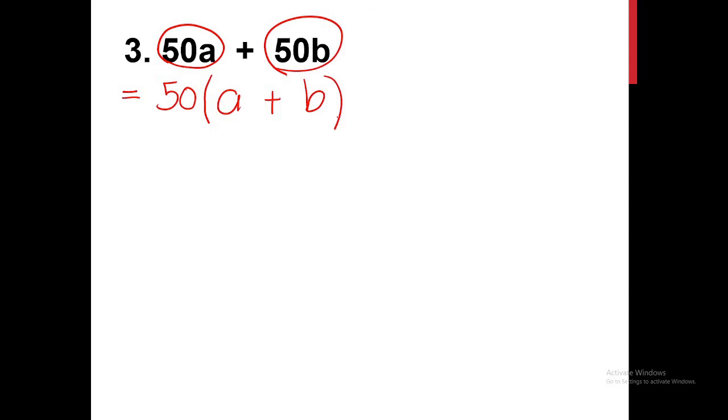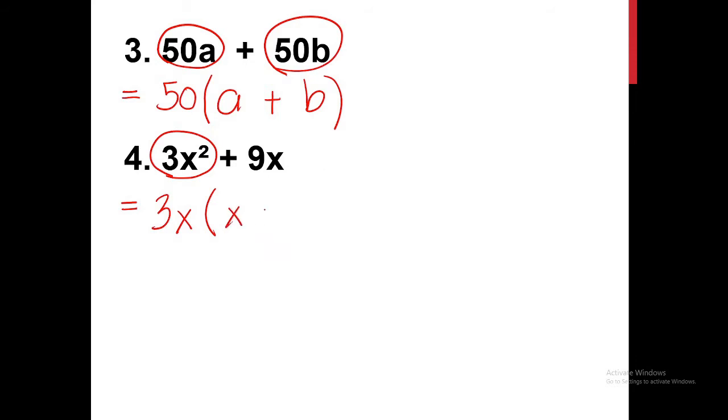Let's have more examples. Number 3. What is common? 50. You factor 50. Is there a common variable? None. Open parenthesis. 50a divided by 50, a, plus 50b divided by 50, b. And that is your factored form. Let's go to number 4. What is common between these two terms? 3x. Correct. Divide this by 3x. X. Plus, divide 9x by 3x. 3. And that will be the factored form.